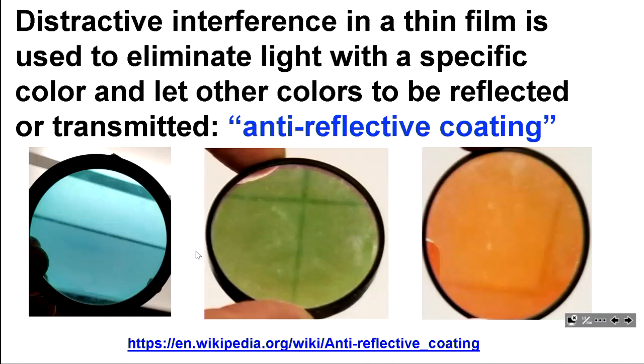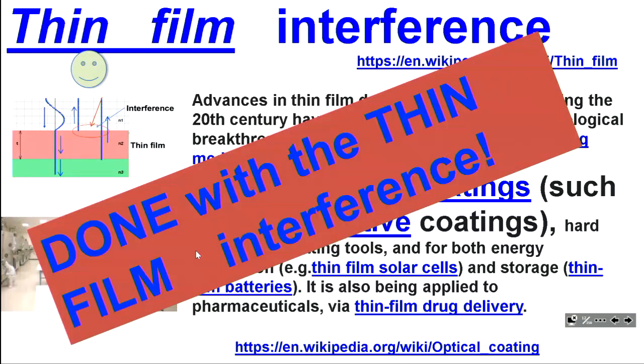And this phenomenon is being used for making some specific color, like red, for example, disappear from reflection. And we just have to use the coating with the right value for the index of refraction and the thickness, and that's it. So we are done with thin film interference.